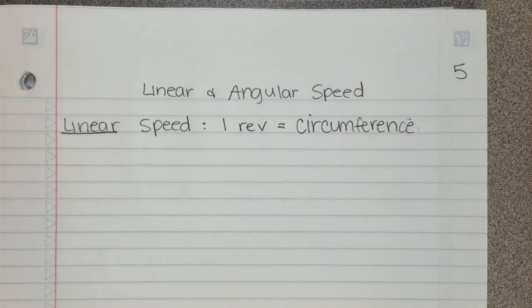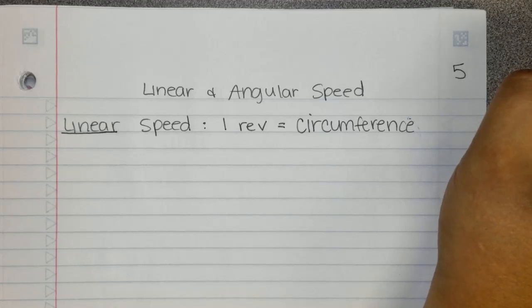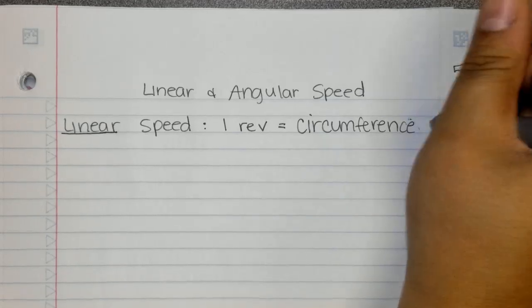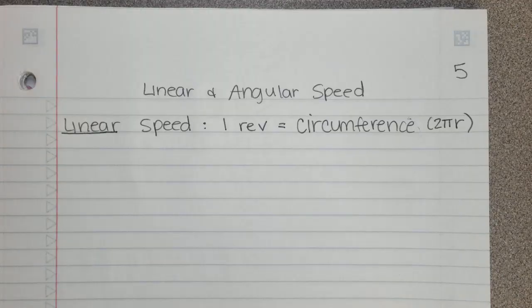What's my formula for circumference? 2 pi r. So for linear speed, one time around is your circumference, 2 pi r. If you were to go on a bicycle, or a unicycle, one time around, the length of that line in the sand is the circumference of your wheel. So linear speed is circumference.